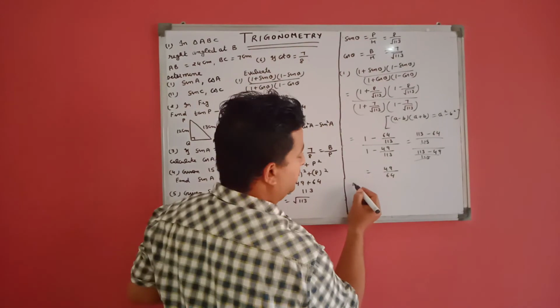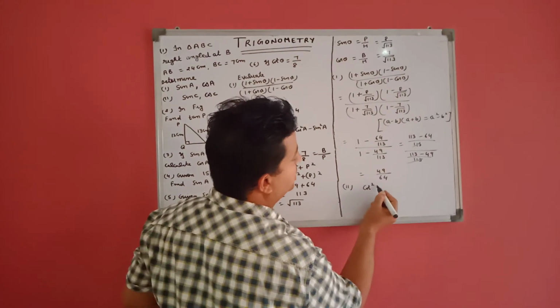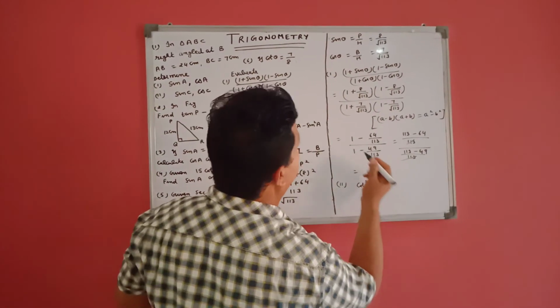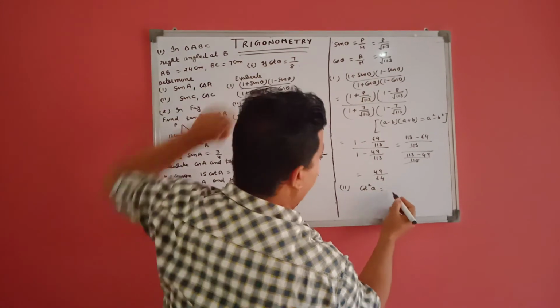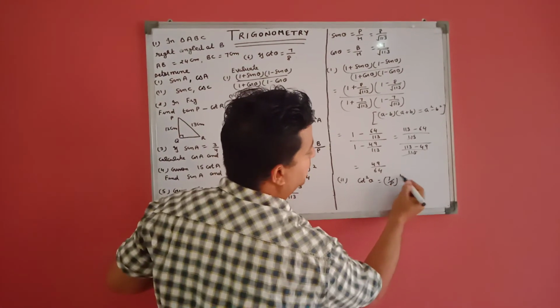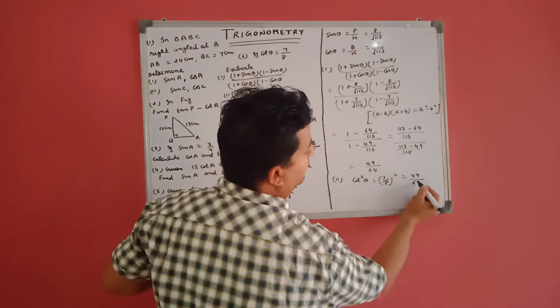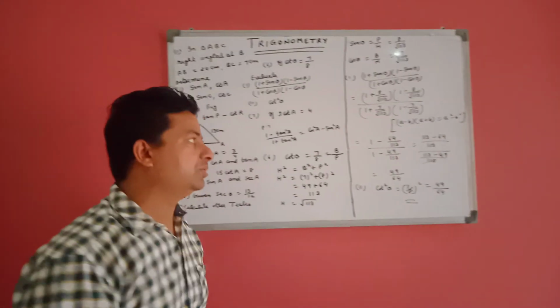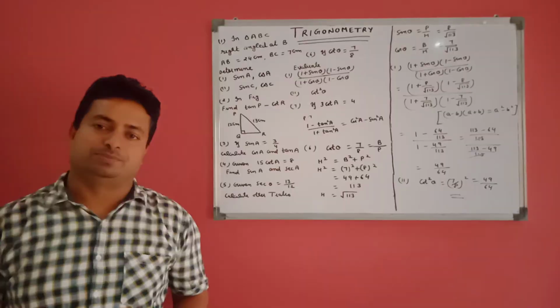And in second part, we are required to find cot square theta. As we know, cot theta is 7 upon 8. This is 7 upon 8 the whole square, which is equal to 49 by 64. This is the solution of question number 6.